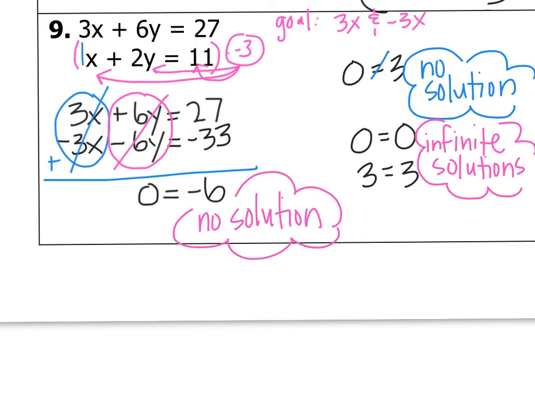It is okay if all of your variables disappear. Just remember, take a look at that final answer. If it's not true, you write no solution. If it's true, like 0 equals 0 or 3 equals 3, you write infinite solutions.